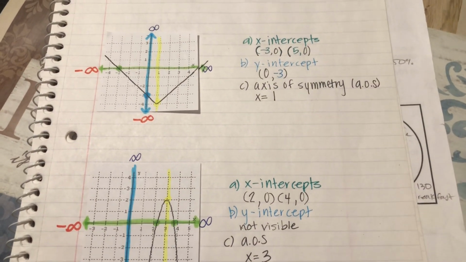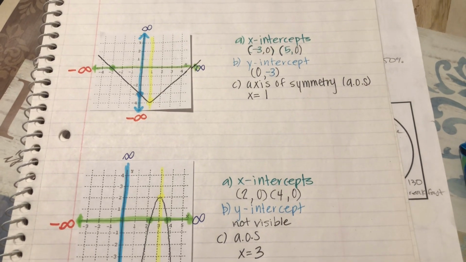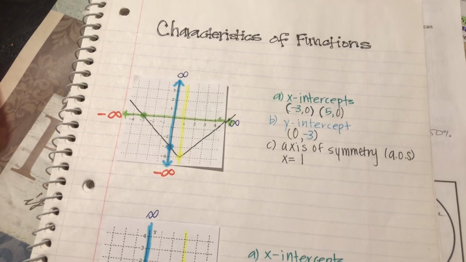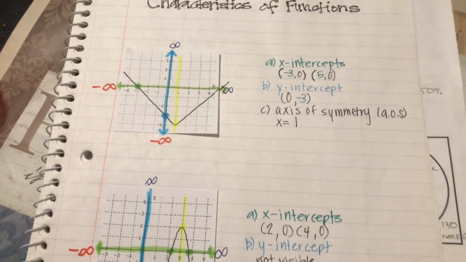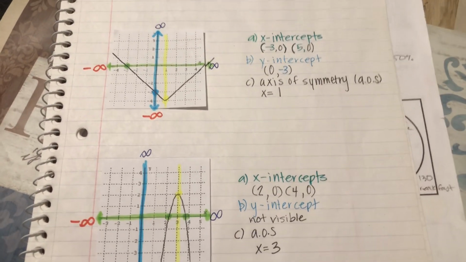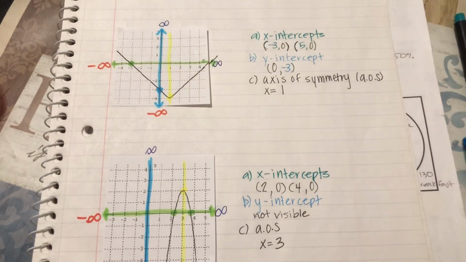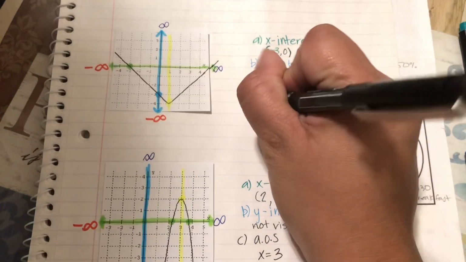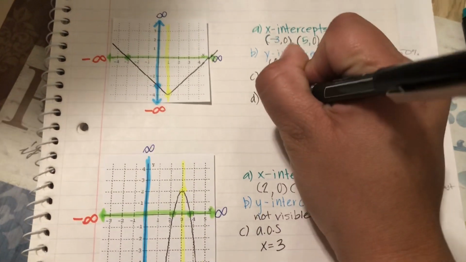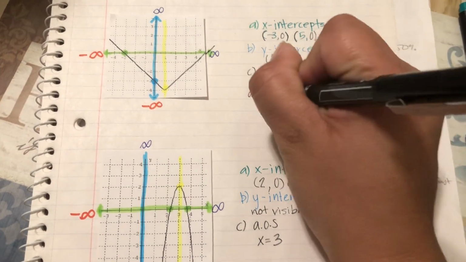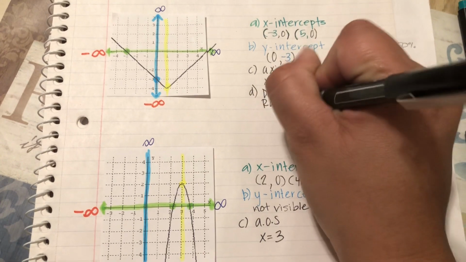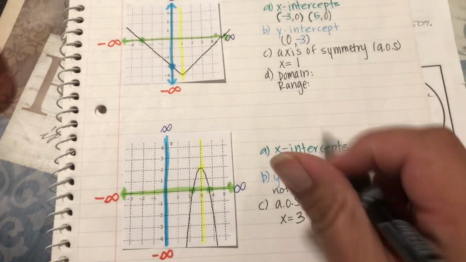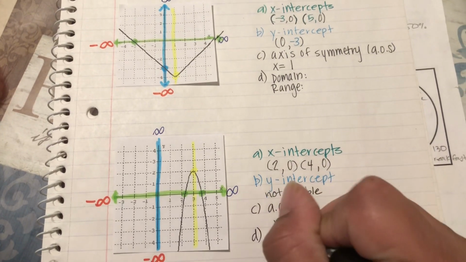All right. Next characteristic is domain and range. Now, one thing that you guys should memorize, right, is that the domain, so I'm just going to write D, domain, and I'm going to write range. The domain is always going to be all real numbers.